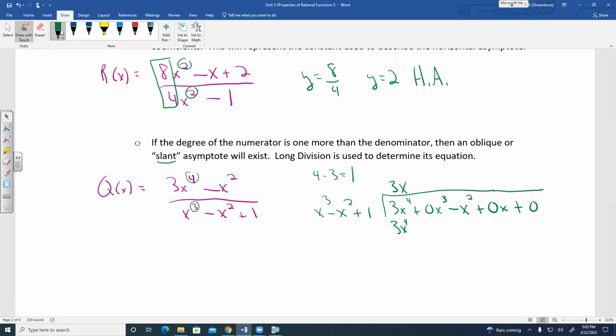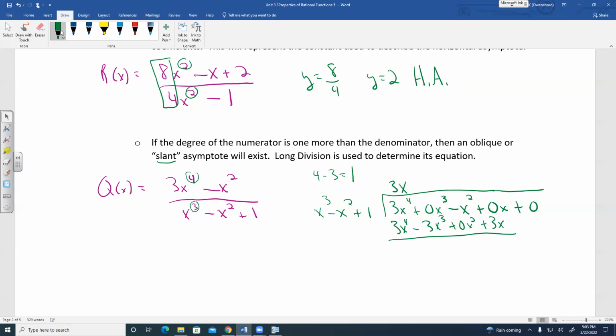If I multiply 3x times x cubed, that's 3x to the fourth. 3x times negative x squared gives me negative 3x cubed. 3x times 1 gives me 3x. There's not an x squared term, so I put plus 0x squared. But I do get a positive 3x here.